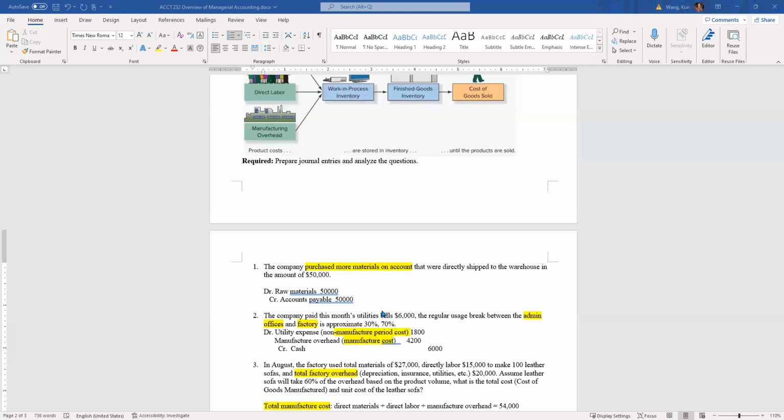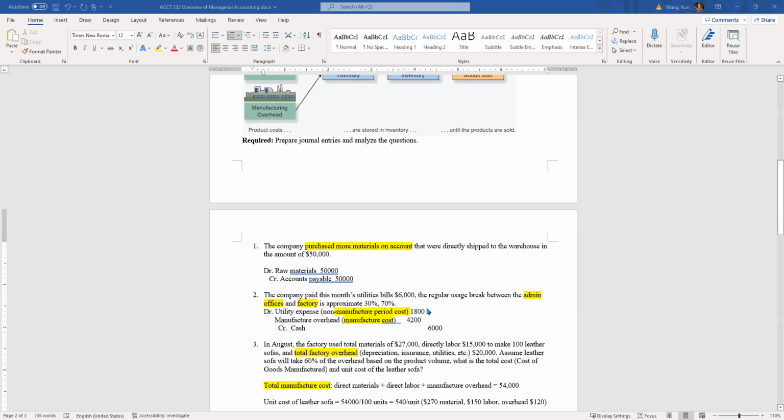And you can use this journal entry for any other types of asset purchase. So for an asset purchase on account, you increase the asset, then normally we credit the accounts payable. Then the second transaction, the company paid. Be careful, paid means it is already paid in cash.